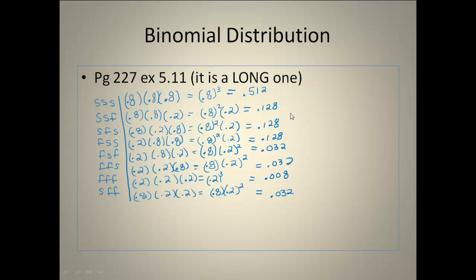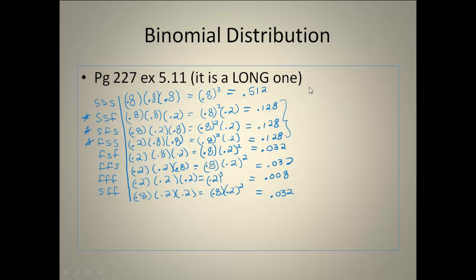Now part D says find the probability that exactly 2 of the 3 people will be alive. So what we need to do is we need to come over to our list and find out which ones have exactly 2 people alive. So we're looking for 2 successes. Well, as you can see, I have 3 different ways of getting those 2 successes. And if you look over here, notice that their chance of happening is exactly the same. They all have the same probability.